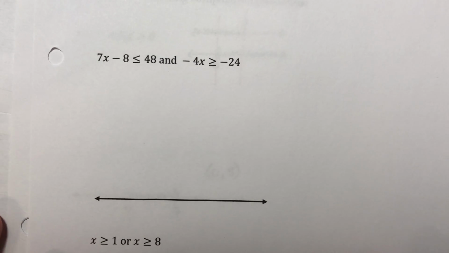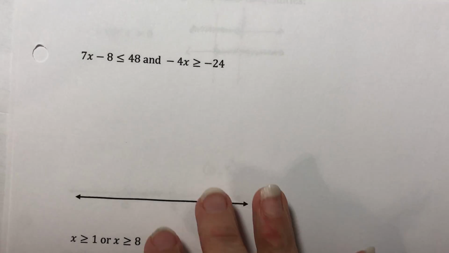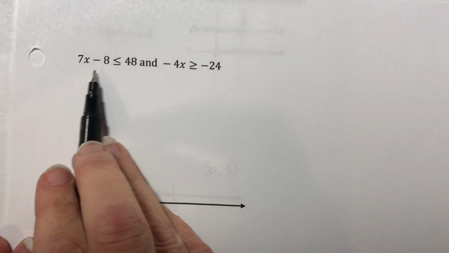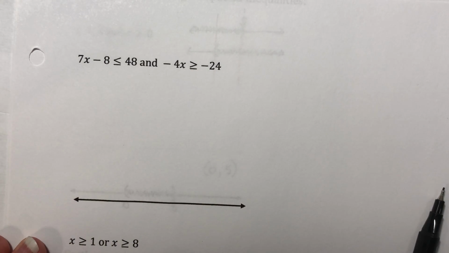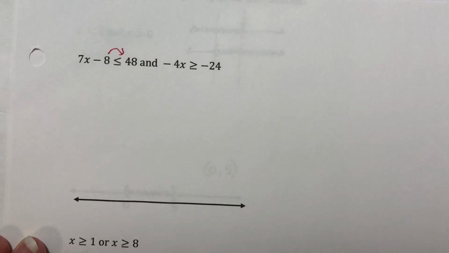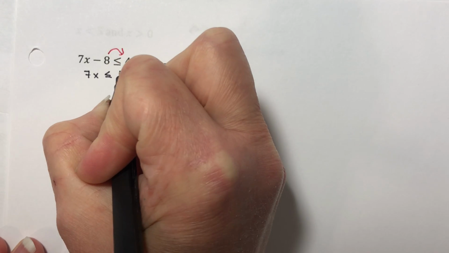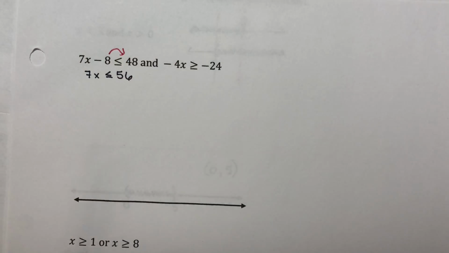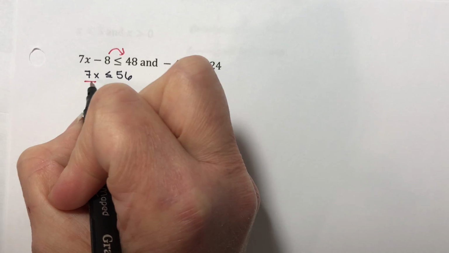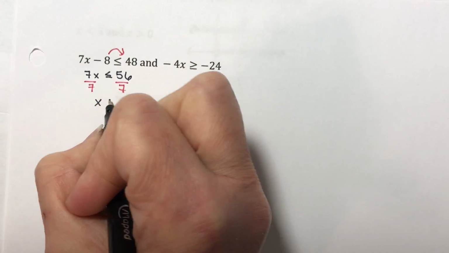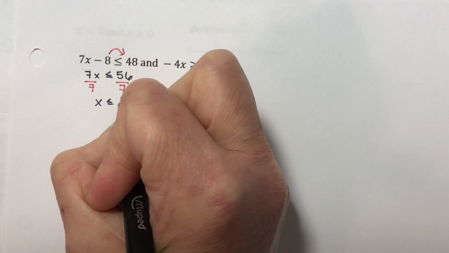Okay, so let's try a harder one, ones where we have to rearrange some things. So I'm going to graph each of these, but first I need to get x by itself. So for this one, I need to add 8 to both sides. So that gives me 7x is less than or equal to 56. Now I should divide both sides by a 7. And I get x is less than or equal to 8.